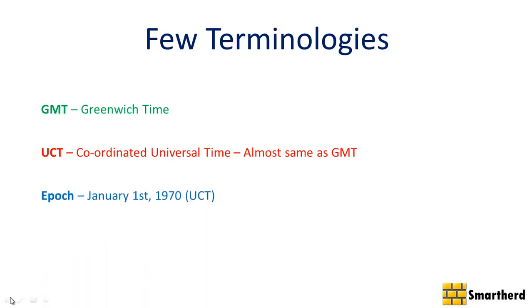Now, the third one, the most important one, is the epoch. Whenever I use the term epoch, that will indicate the date January 1st, 1970. It is actually in Coordinated Universal Time. Now, just remember this guys, 1st January 1970. I don't know what happened that day and why it is called epoch, but it is quite important. Just make a note of it. Now, let's proceed.